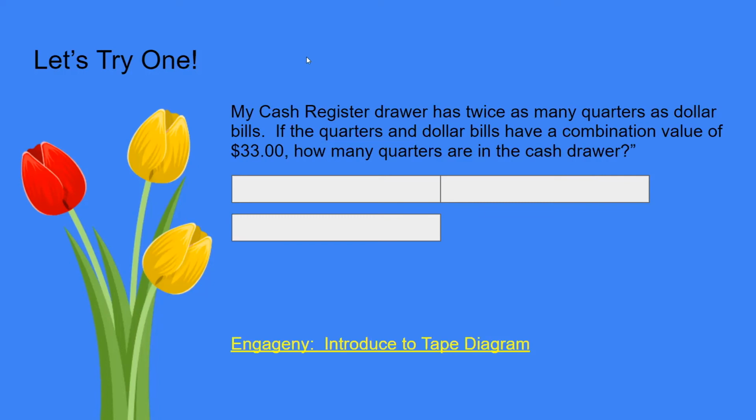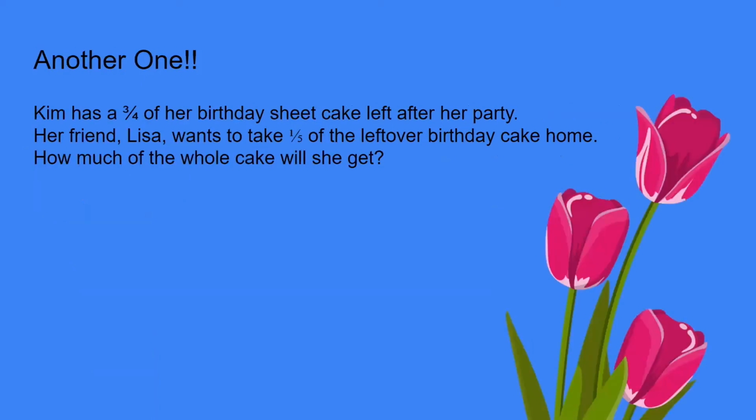So that's how to use the tape diagrams. Now, I'm trying to think if I have time to do some more, but another one of these would be in fractions. We can talk about this one. Kim has 3/4 of her birthday sheet cake left after her party. Her friend Lisa wants to take 1/5 of the birthday cake home. How much of the whole cake did she get? Again, we're working with the whole there at the end.